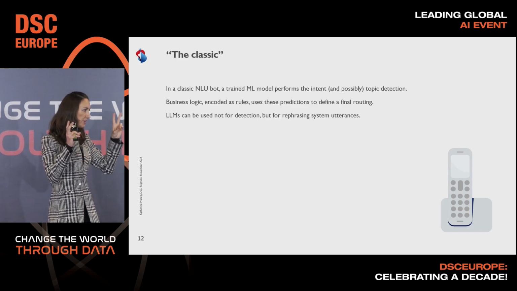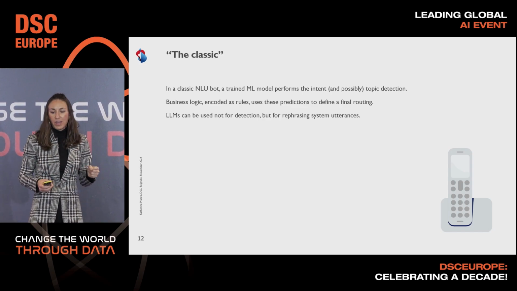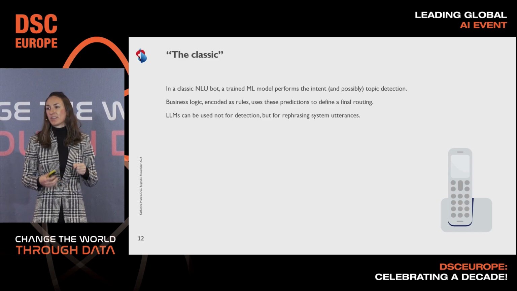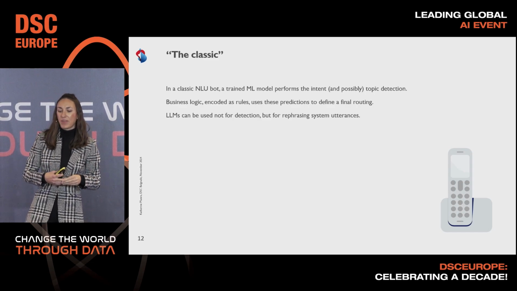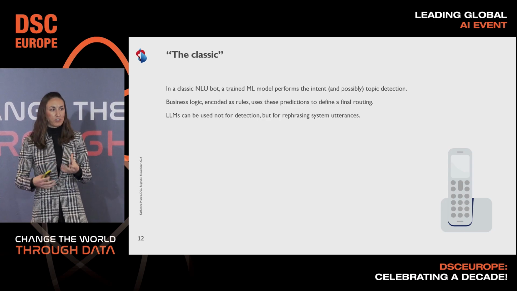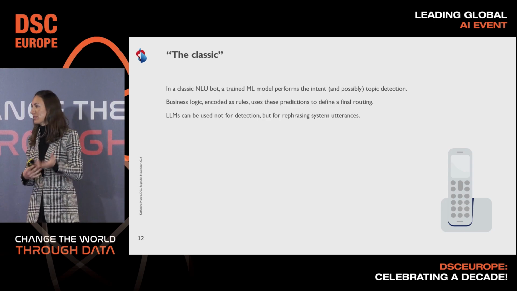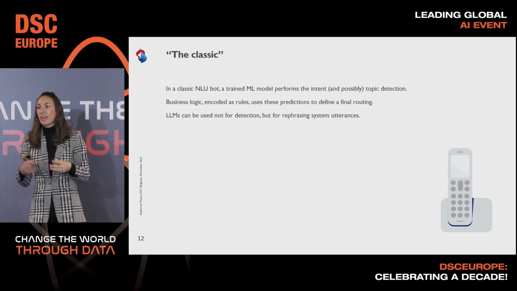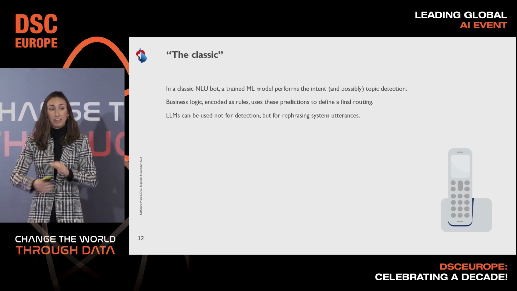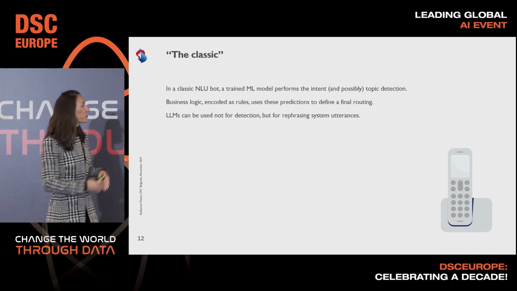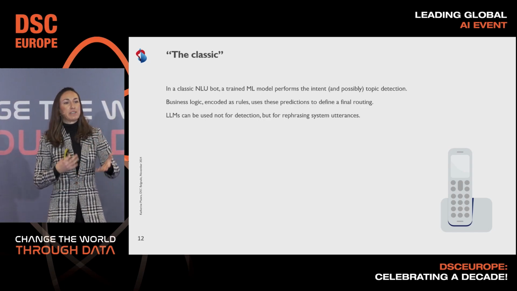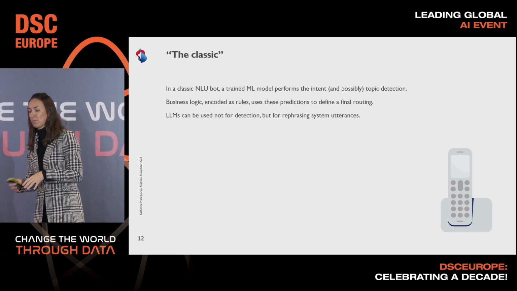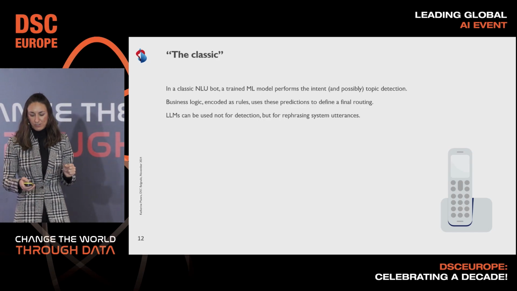So you have a natural language understanding bot, NLU, and it has this machine learning that does the intent detection, and then you've got business logic, maybe some fallback, some disambiguation, things like this to do the final routing. If you really want to use an LLM in this case, if you love spending money and making Sam Altman rich, you could use it for, say, rephrasing utterances and things like that, but there's no LLMs in the classification. So that's the classic.